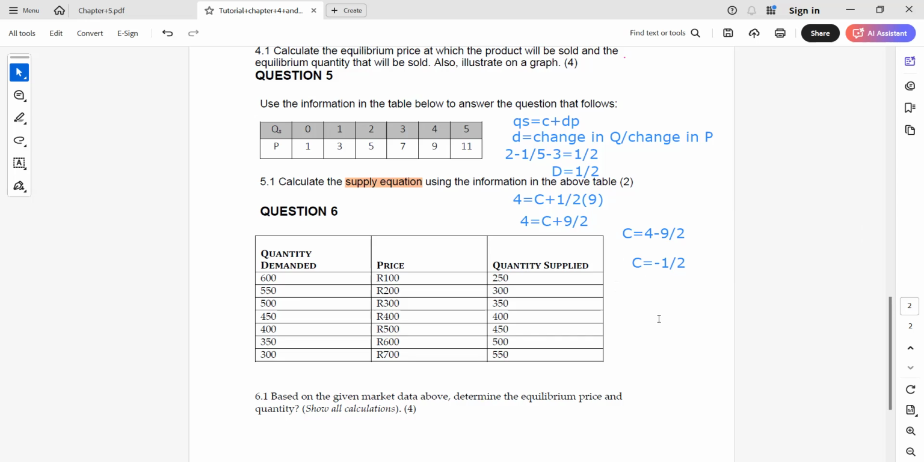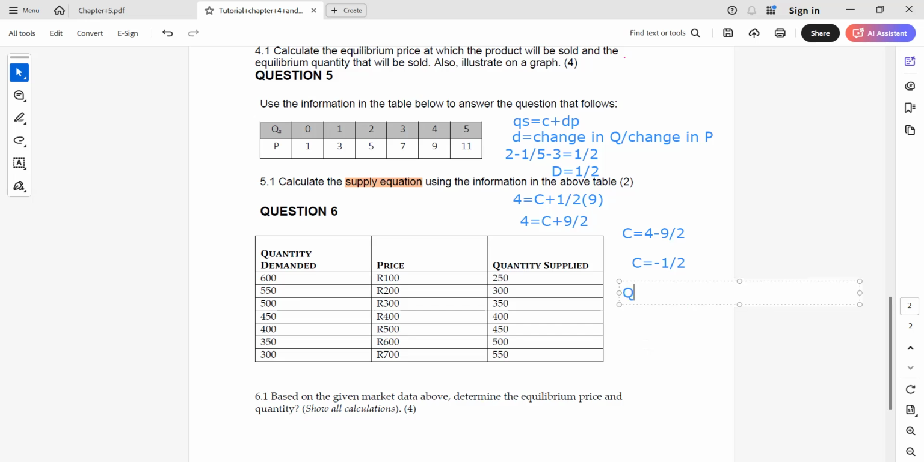That is your C. I just want to check if I got that answer. Yeah. So now you just take your C and your D and you substitute into the equation. Basically, now you just write your equation.